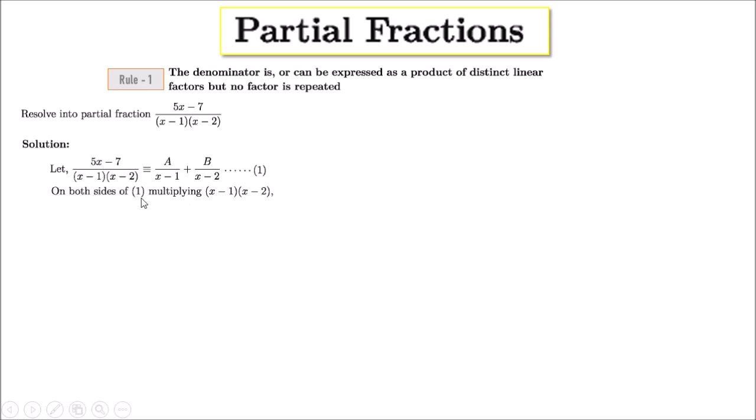Now, on both sides of equation number 1, multiplying by x minus 1, x minus 2, which is the denominator. I am multiplying both of the sides. So, what will it look like?